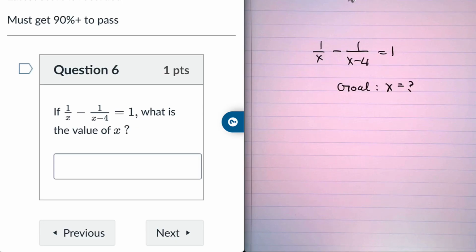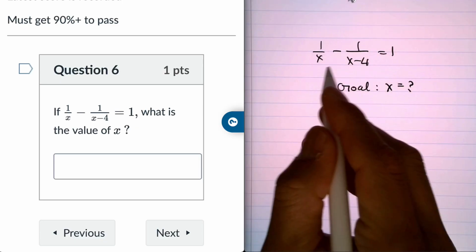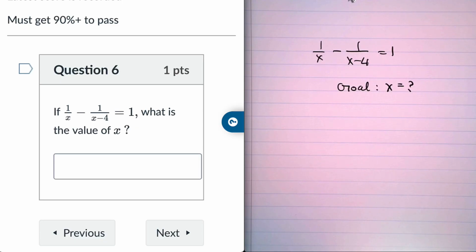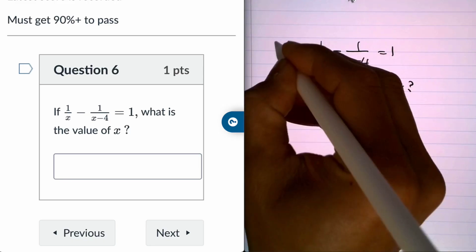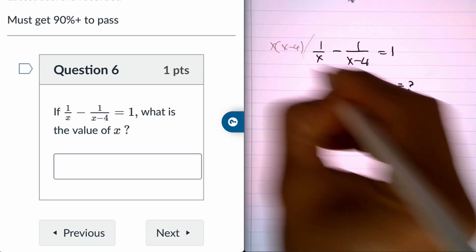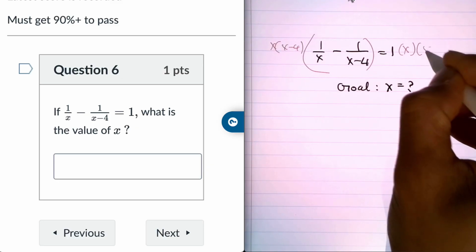You can forget about it for SAT, but when you take school math in Algebra 2 or above, it will definitely help your next coming test. Anyway, let's solve this. We got 1 over x and x minus 4. Both denominators do not have any common factors, so why don't we just multiply both sides by x and x minus 4.